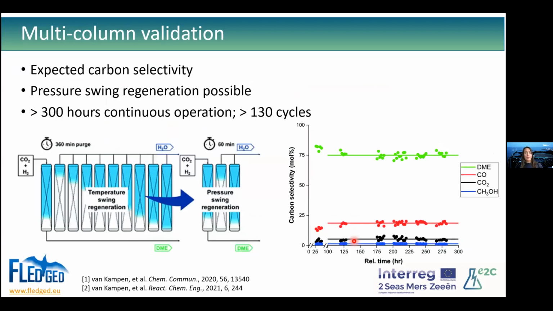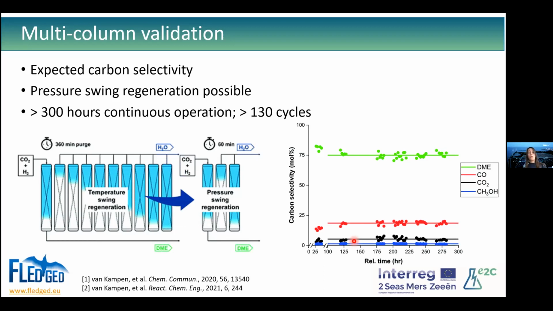And that will be a large step forward in really demonstrating this technology on the larger scale. So a little bit more on the step from the 1 column to the multi-column system, which took place last year within the FLETCH project. We could obtain the expected carbon selectivities as was expected from the modeling and simulation work, but also from the smaller scale experiments. So that was really good news.